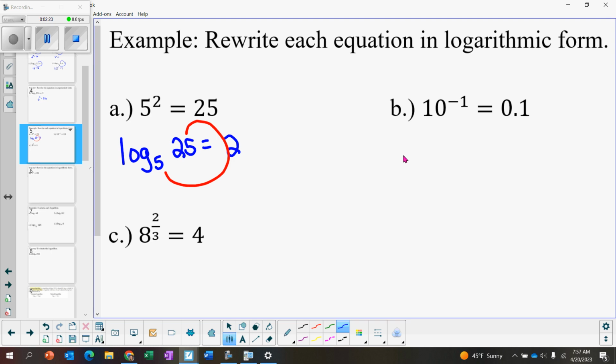So here we're going to have log base 10. And actually, we'll talk about this in a bit, but if I don't put a number here, the base is automatically 10. I could have just written log. So log base 10 of 0.1 equals -1. And for this one, log base 8 of 4 equals the exponent 2/3.